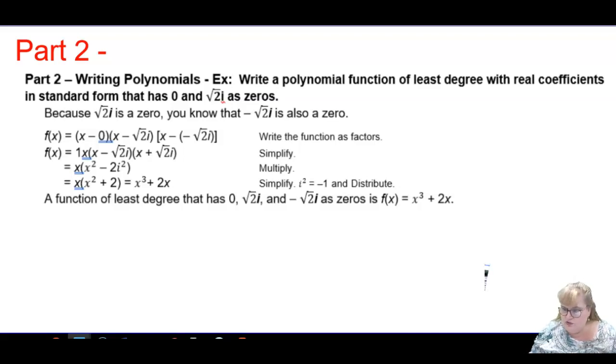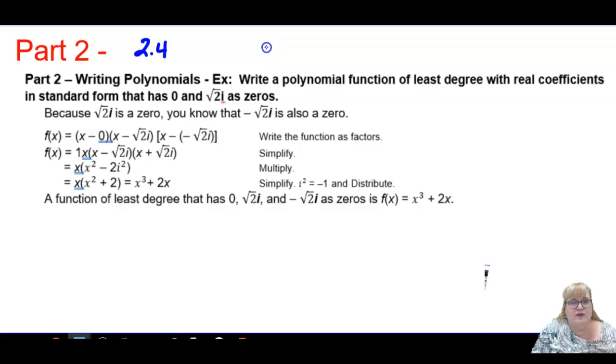This is part 2 on 2.4. This time, instead of just finding the linear factors and finding all the zeros, whether they're real or not, we're going to actually have to write a polynomial, okay?